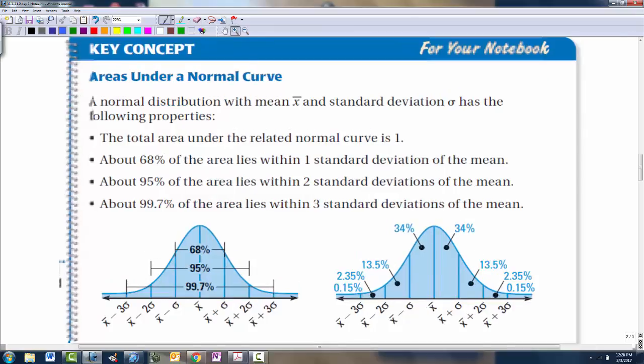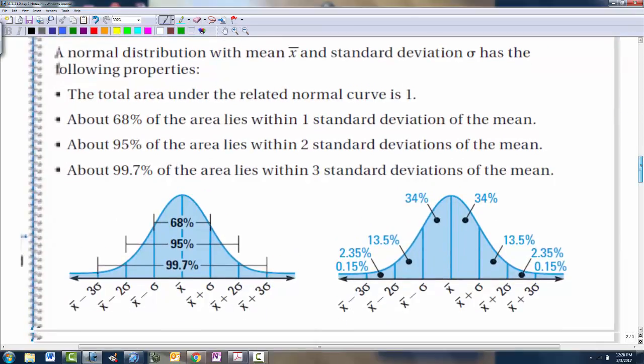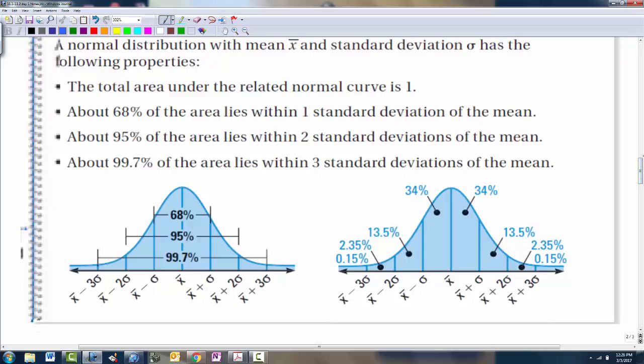It's the same idea. Here's what the 68, 95, 99.7 rule is. In a normal curve, not only is it symmetric, this holds true. That 68% of the data is one standard deviation away from the mean. That means 34% of the data is one deviation to the right, 34% of the data is one deviation to the left from the mean.